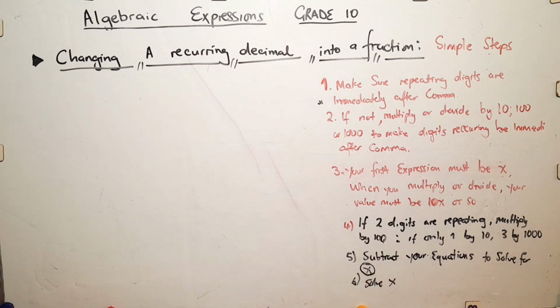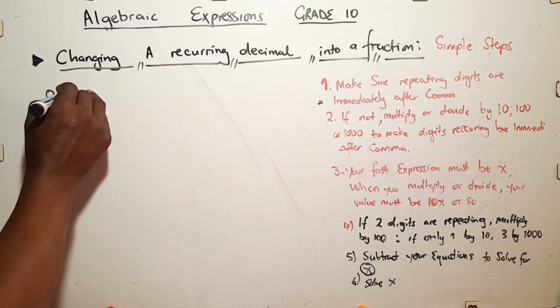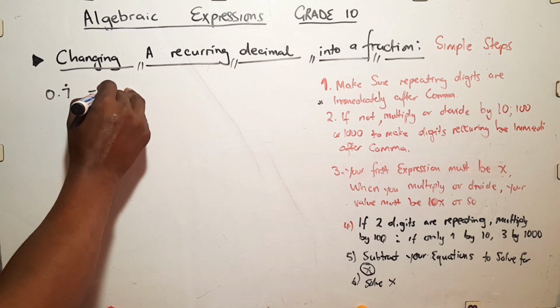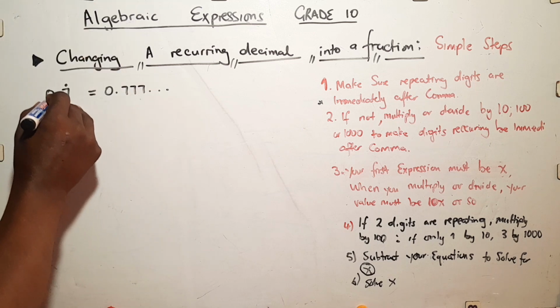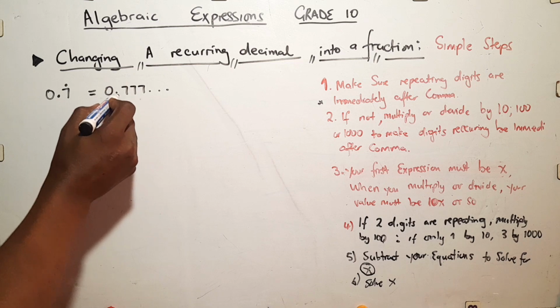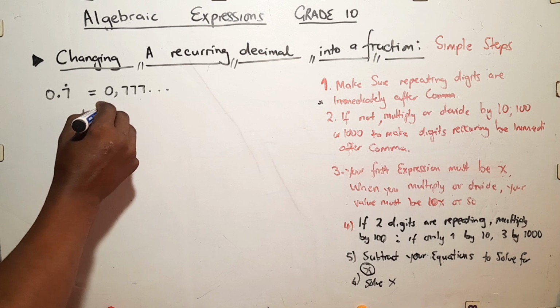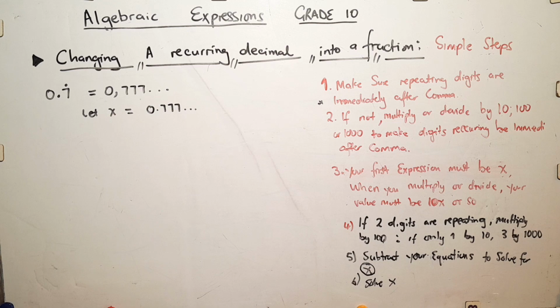So let's use simple examples to show you how you can change a recurring decimal into a fraction. I'm having 6 questions that I will solve. Firstly, let's start with 0.7 recurring. So 0.7 recurring is equivalent to 0.777 and so on. So it is continuing. We can see that this 7 that is recurring is immediately after the comma. Can you see that? It is immediately after the comma. So we can proceed. We let x be equal to 0.777 and so on. So now, how many digits are repeating? It's only 1.